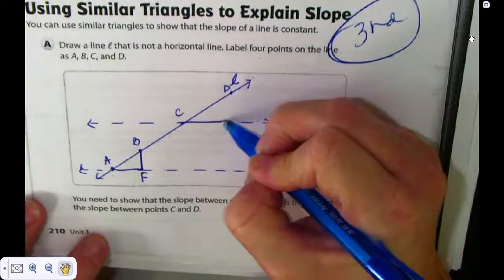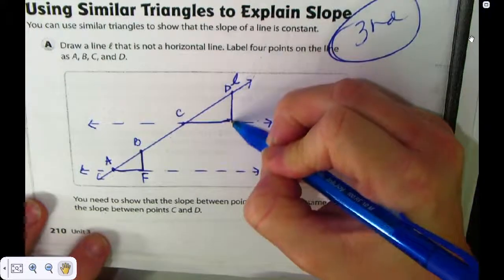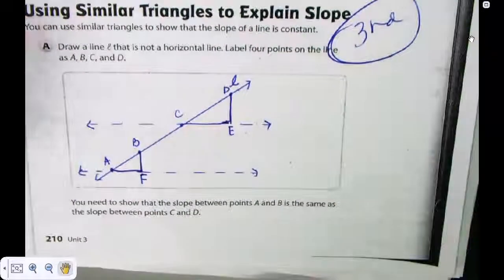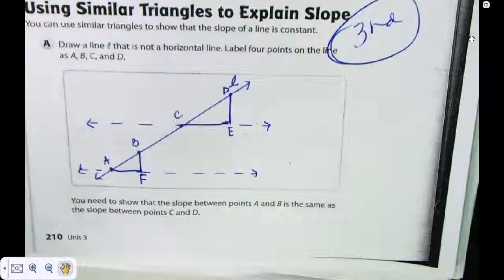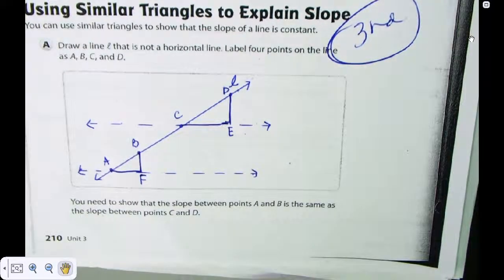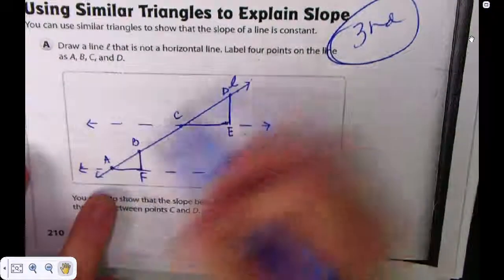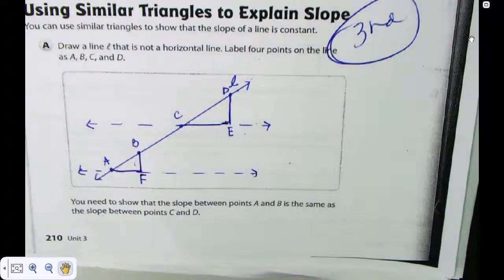And now on CD, let's come over there. What are we doing when I run horizontally, then go up vertically to that? That's the slope, isn't it? Let's call this E. Okay? We have made two triangles. Do they have the same slope? The two triangles? Yeah, they're going to have the same slope because that line right there is the slope of them. They're going to have the same slope. Does that make sense?